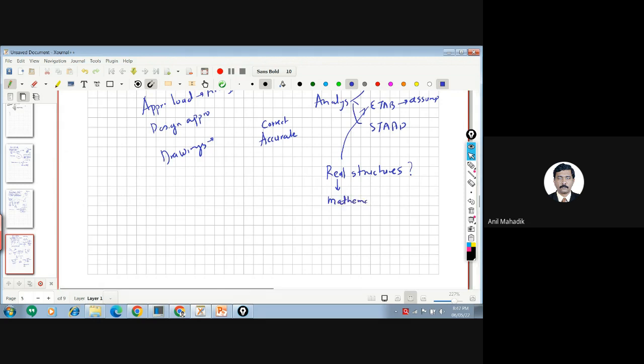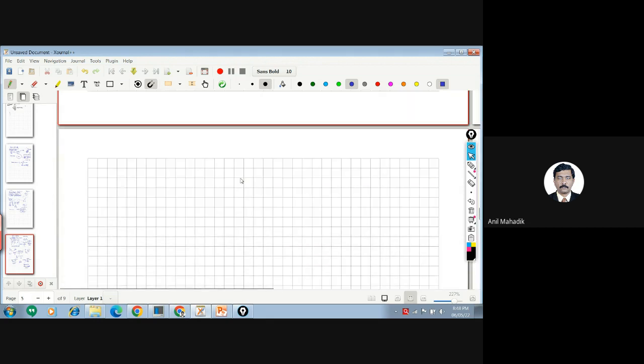And when I say mathematical model, it is a model. It is not real. And whenever I do any model, there are assumptions. Again, assumptions in modeling also. For example, I will give you one example.